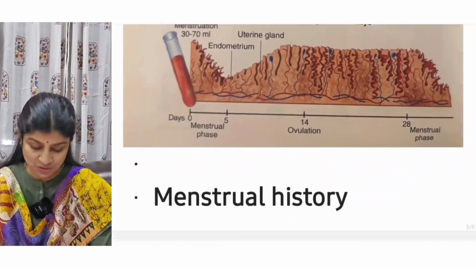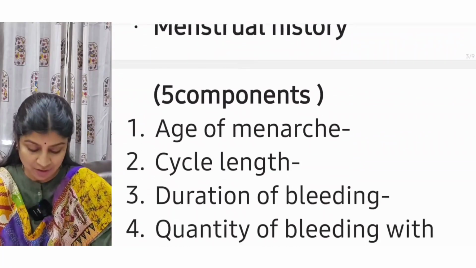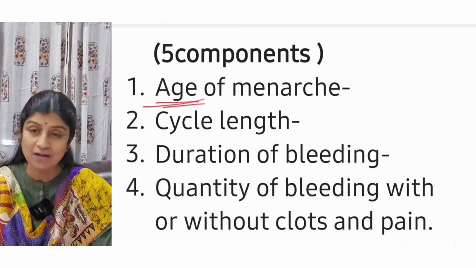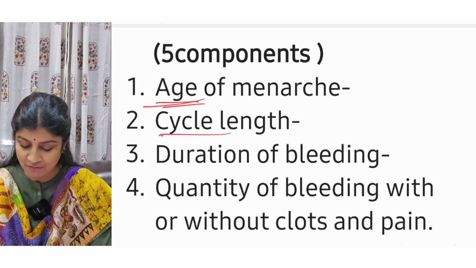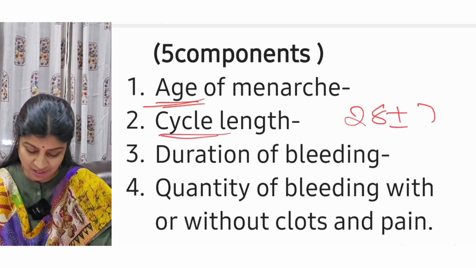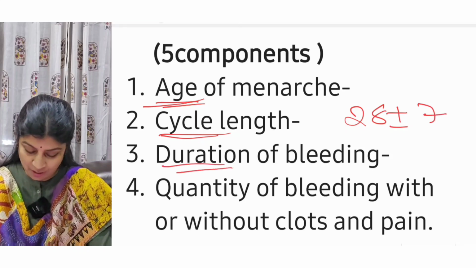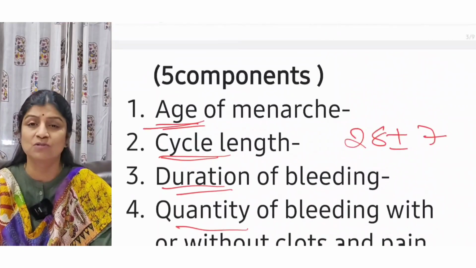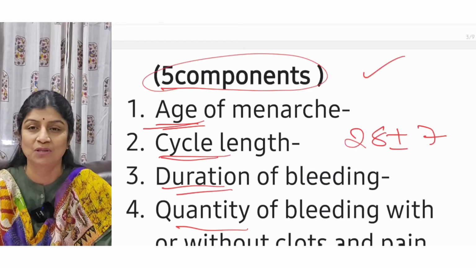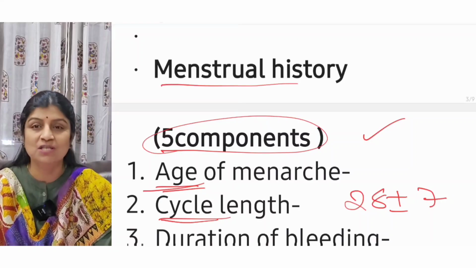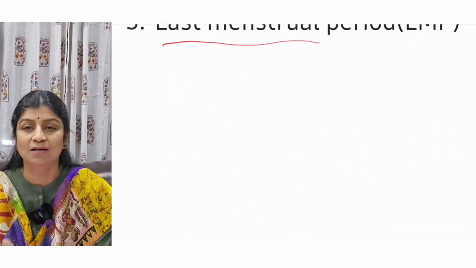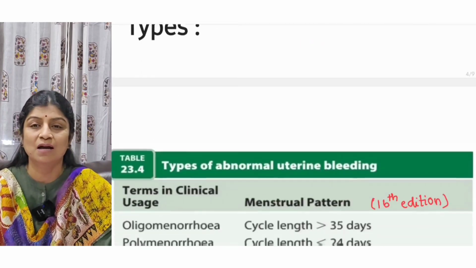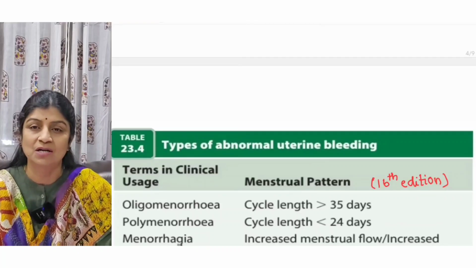When I say menstrual history, we need to add the age of menarche at which the girl attains menarche. And as already discussed, the cycle length varies somewhere between 28 plus or minus 7 days. Then duration of bleeding, quantity of bleeding, and last menstrual period. Those are the 5 components that we discuss under the menstrual history, which is a very common and basic concept that you have to understand when you write a gynae case history.